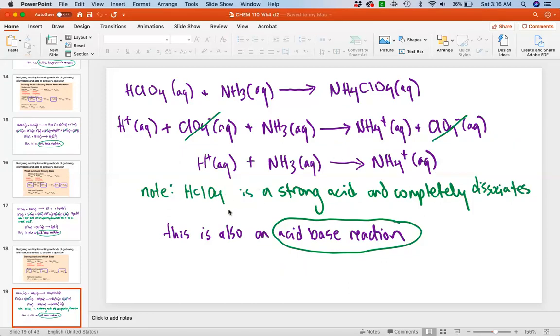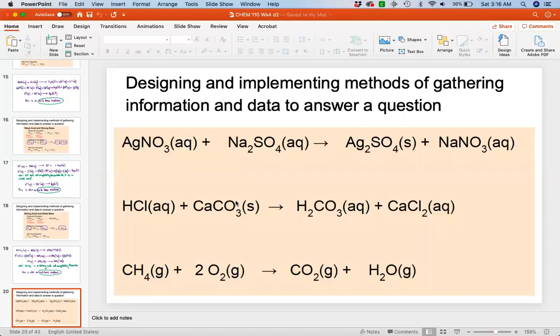Again, this HClO4 is an oxy acid. It's a strong acid and it completely dissociates. And so again, this is also an acid-base reaction. So if we think about how we might balance equations and then think about their ionic and net ionic equations, here are 3 examples that we can work through for additional practice.